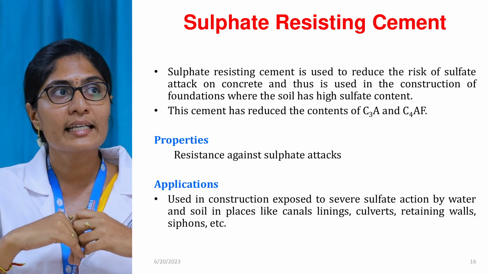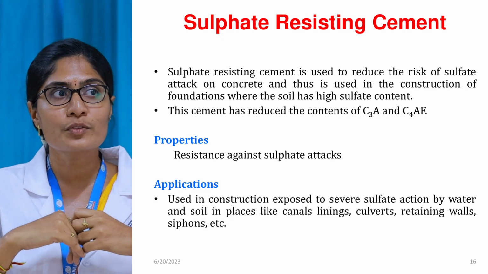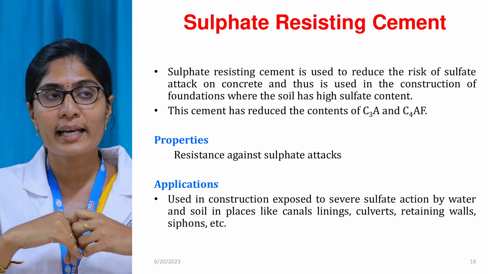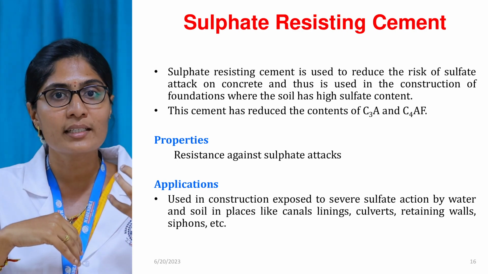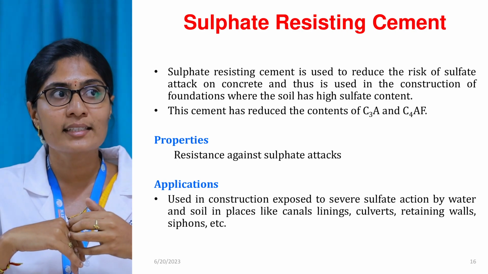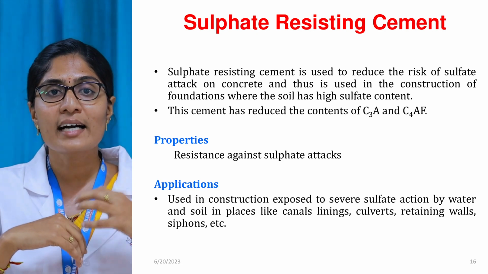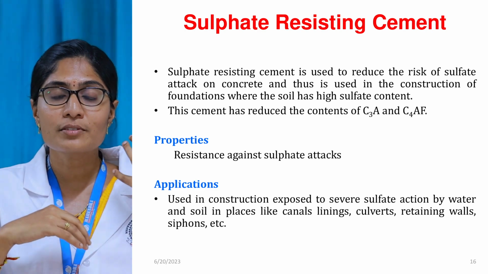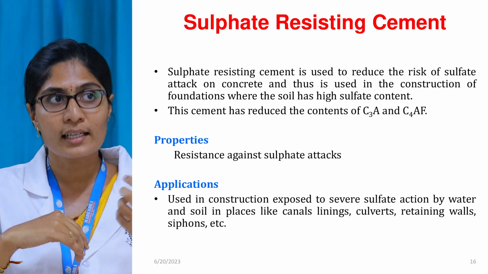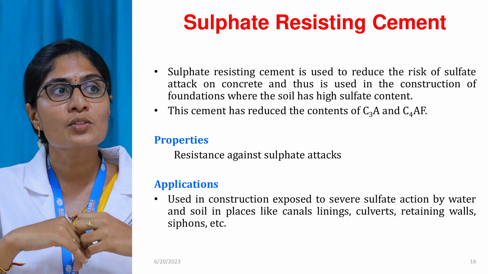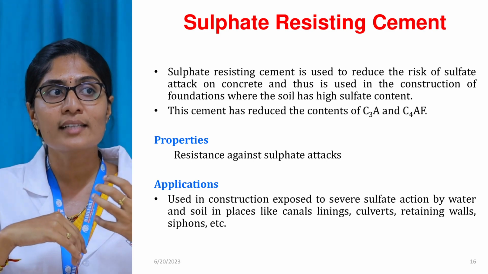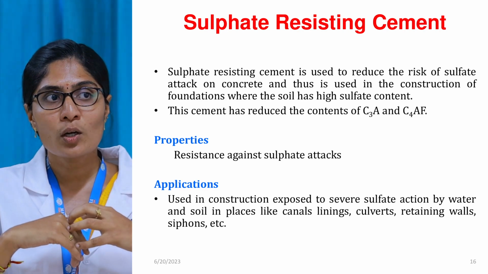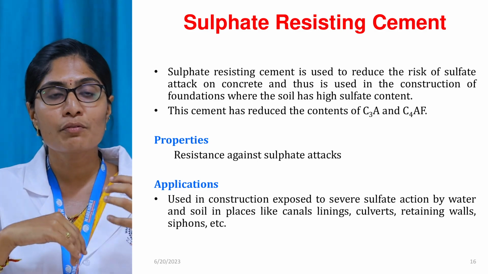The name itself is indicating it has high resistance against the attack of sulfates. So this cement has reduced content of C3A and C4AF. The aluminate proportion in the cement ingredients is minimized to a greater extent, and thereby this particular cement has high resistance to sulfate attack. It is used in construction of foundations where the soil has higher sulfate content. So in applications, it is used in construction where the region is exposed to severe sulfate action by water and in soil, and is used for canal linings, culverts, retaining walls and siphons in dams.